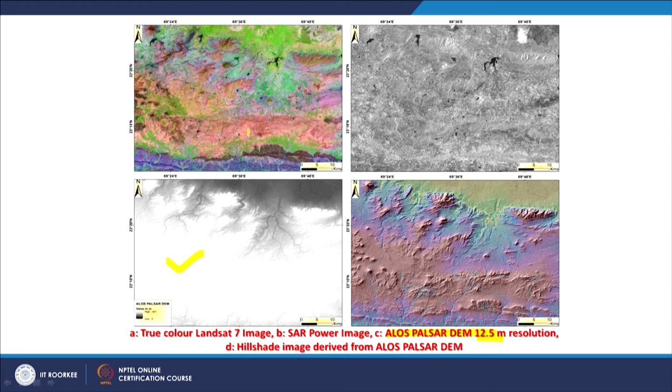The top left is a false color composite. This is the power image, that is the radar image, and then you have a digital elevation model generated with a pair using SAR interferometry technique, and you are also seeing a shaded relief model or hillshade with colors.